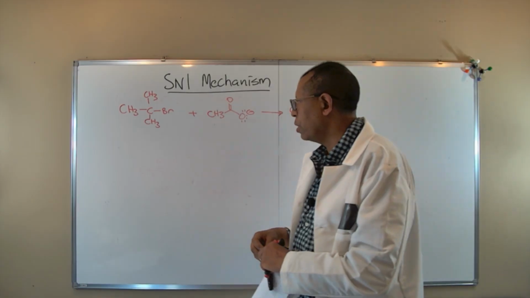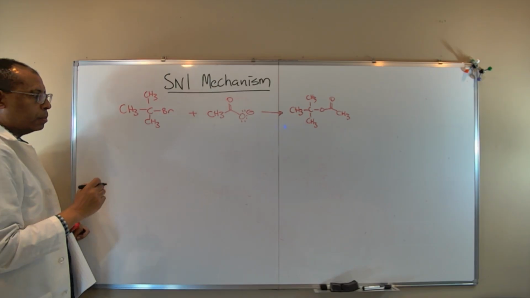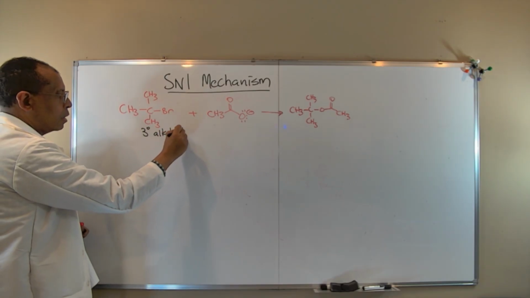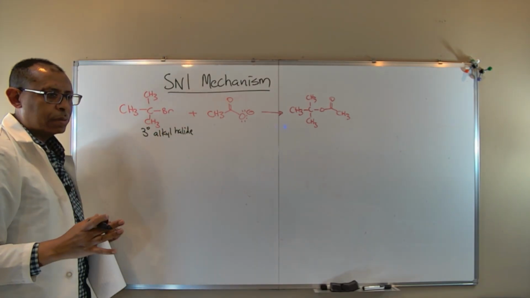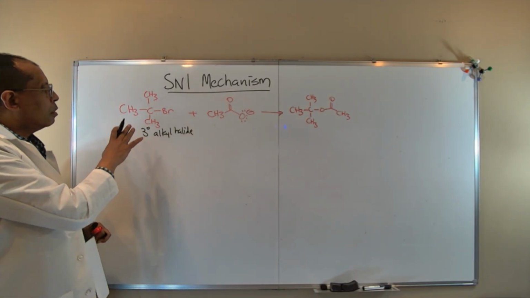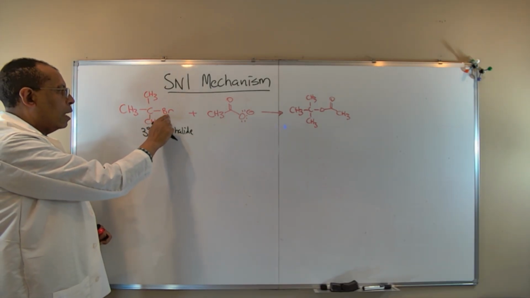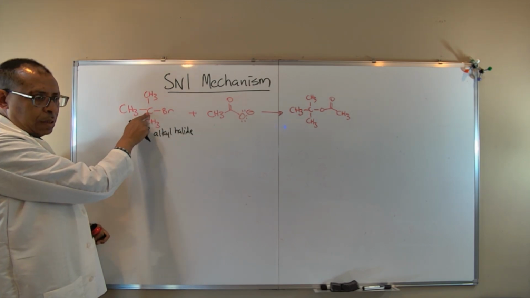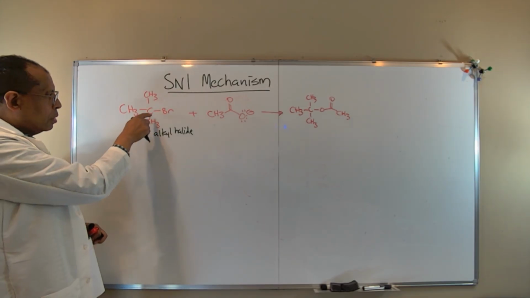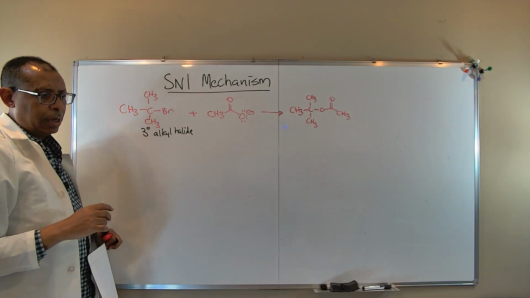So this is a tertiary alkyl halide. Very important concept for SN1 mechanism. This is a tertiary alkyl halide. The type of alkyl halide also determines what kind of mechanism of substitution you can undergo. So first, this is a tertiary alkyl halide because the halide is on a carbon that is attached to 3 different carbons. So this is a tertiary carbon, and this is a tertiary alkyl halide.